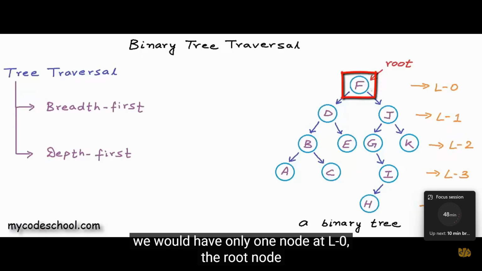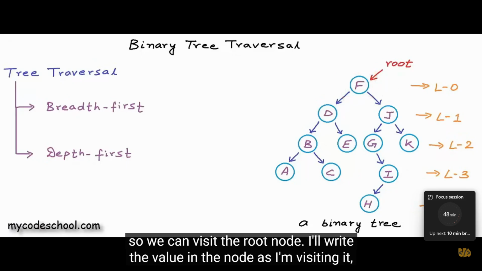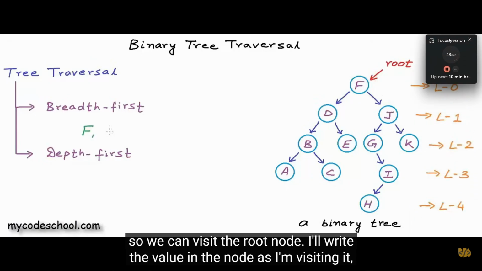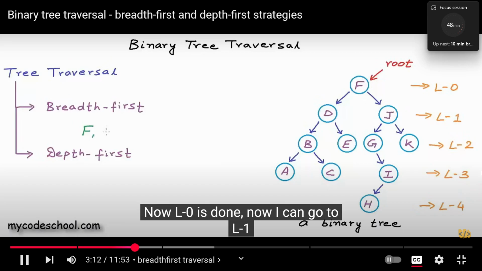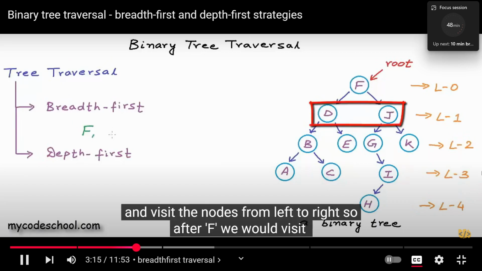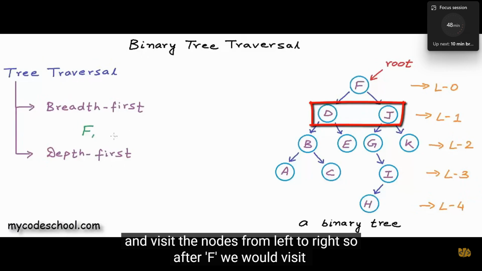We would have only one node at level 0, the root node. So we can visit the root node. I'll write the value in the node as I'm visiting it. Now level 0 is done. Now I can go to level 1 and visit the nodes from left to right.